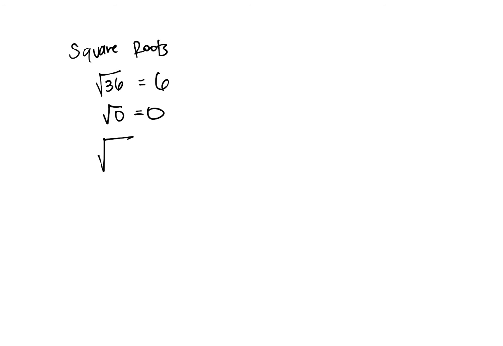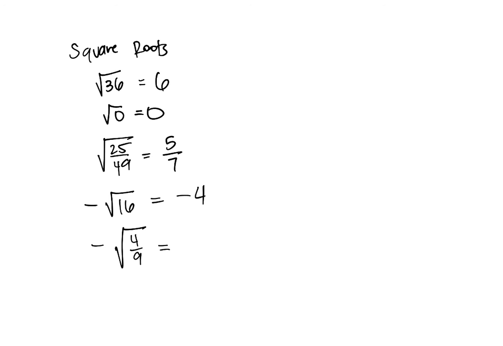Fractions still work, so 25 over 49 is just the square root of 25 over the square root of 49, which is 5 over 7. If you have a negative on the outside, that's fine. Negative square root of 16: the square root of 16 is 4, so I'm going to apply that negative after. And if you have negative square root of 4 over 9, I'll take the square root of each of them, so we'll have negative 2 over 3.